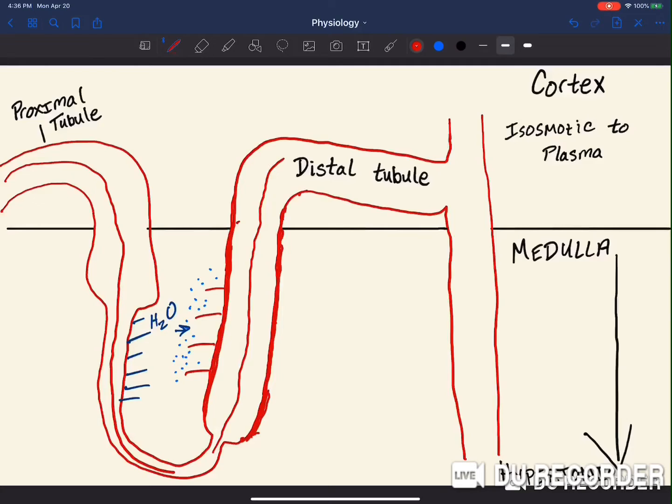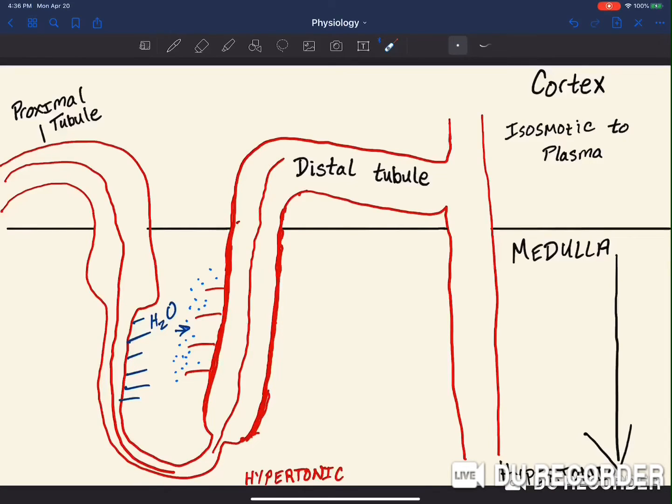So, and then this is hypertonic, right? And Dr. Schaefer told us he didn't care about the numbers. He just cares that we understand the process of it. So this is hypertonic. Down here, it is really saturated, okay?